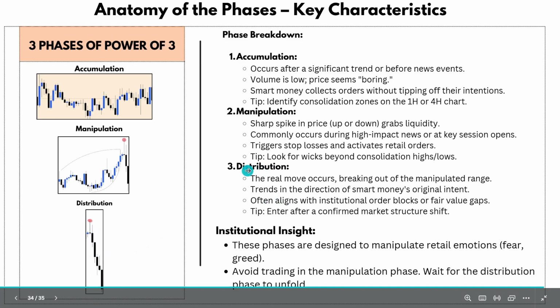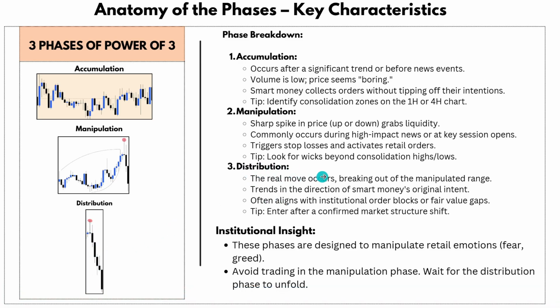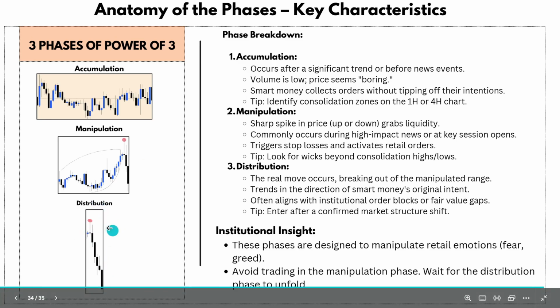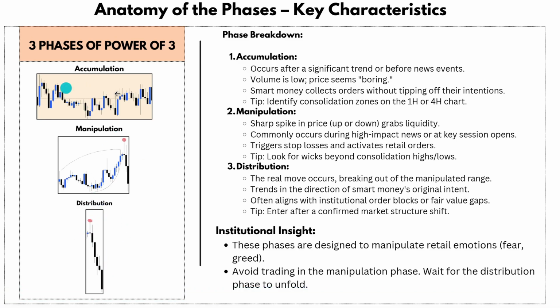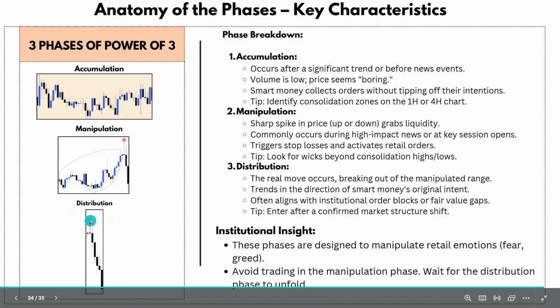Now number 3 is our distribution. The real move occurs, breaking out of the manipulated range and then continuing the trend in the direction of smart money. As you can see here, price will accumulate first and then manipulate second to then distribute later, right? That's when we want to wait for that distribution. We don't want to get involved in the accumulation or the manipulation. We want to get involved inside of this distribution because this is where smart money is in. This is where the volatile price movements happen, inside of this distribution move.